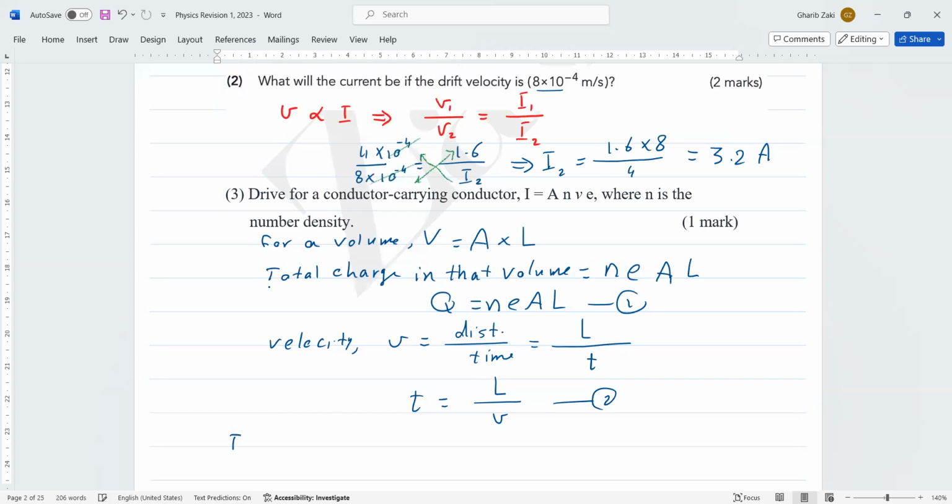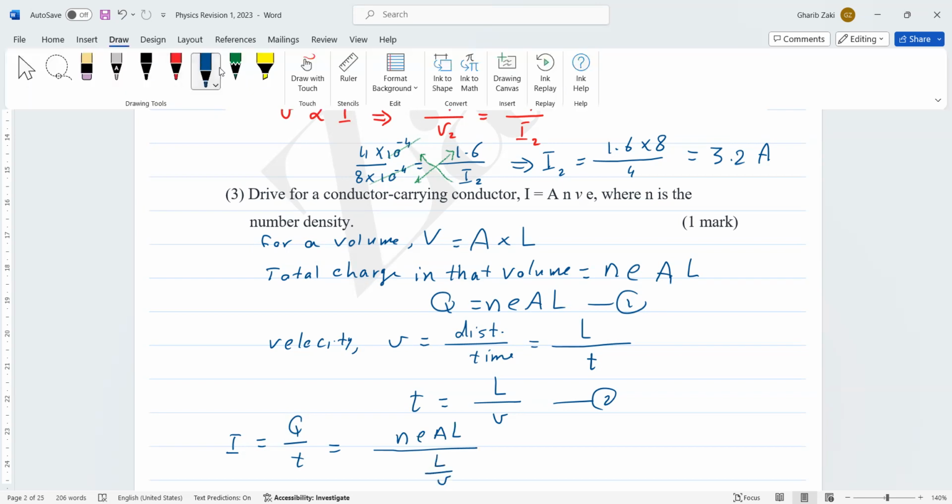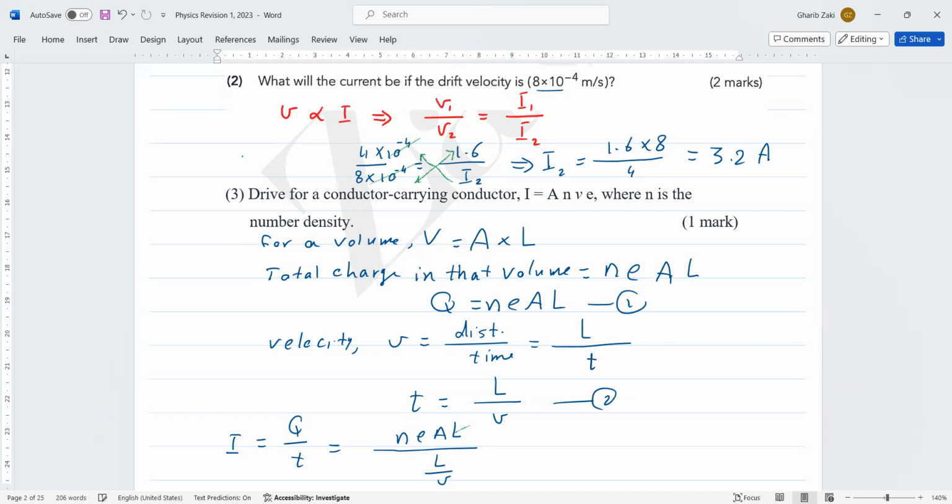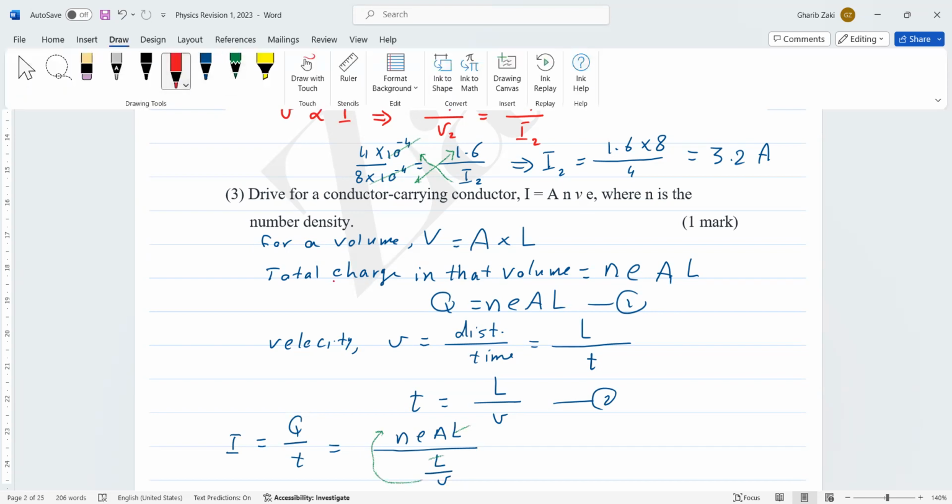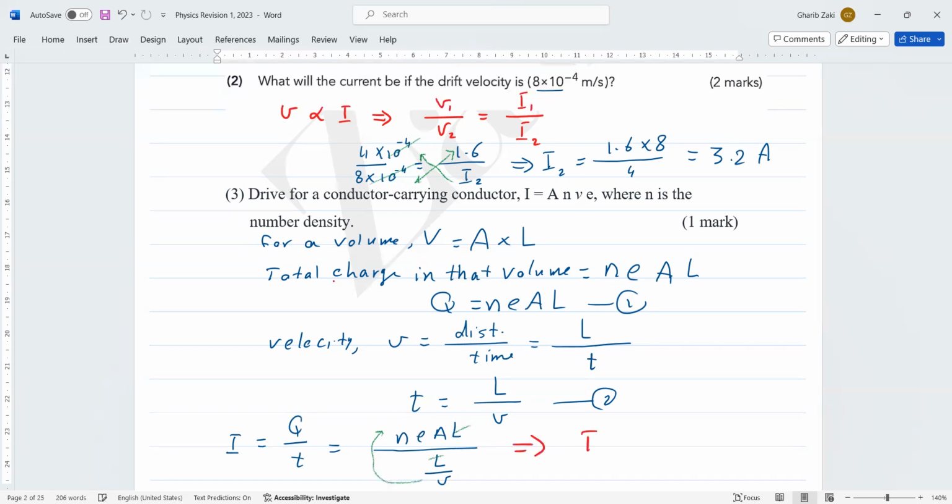I is the current, which is Q over T. Q from equation number one is N E A L, over T, which is L over V. From this fraction, we can simplify, cancel L with L, and move V upwards. Then we will get this formula: I equals N A E V. So this is the derivation, okay? So just memorize it, okay, guys?